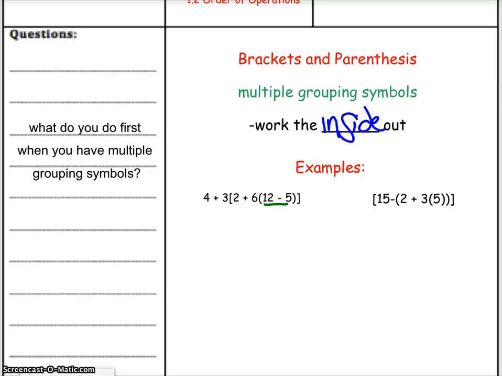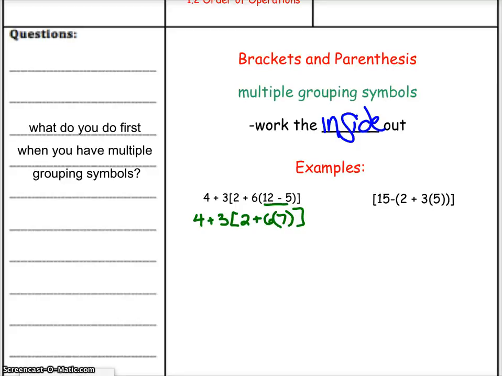Okay? So I'm going to rewrite everything. 4 plus 3, bracket, 2 plus 6 times, because parentheses means times if it's sticking to it. 12 minus 5 is 7. Now this big parenthesis is gone. Now I'm only left with the bracket, so I've got to figure out the bracket.